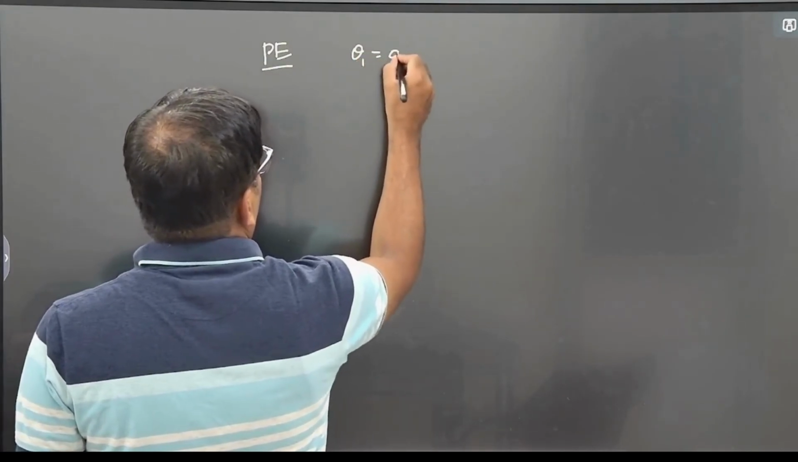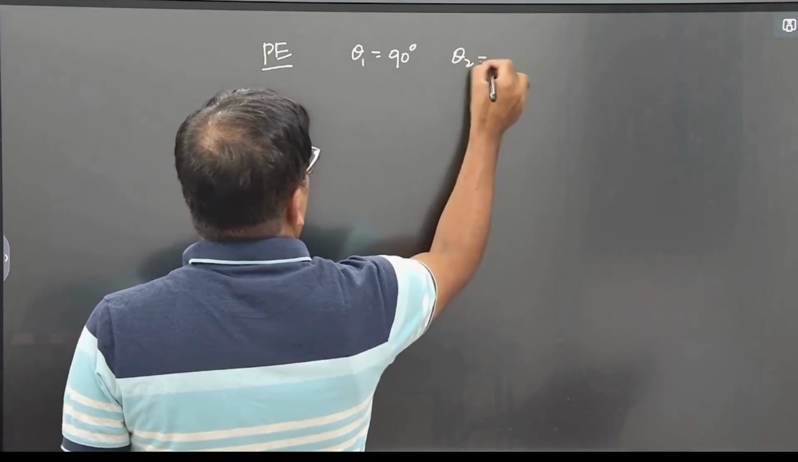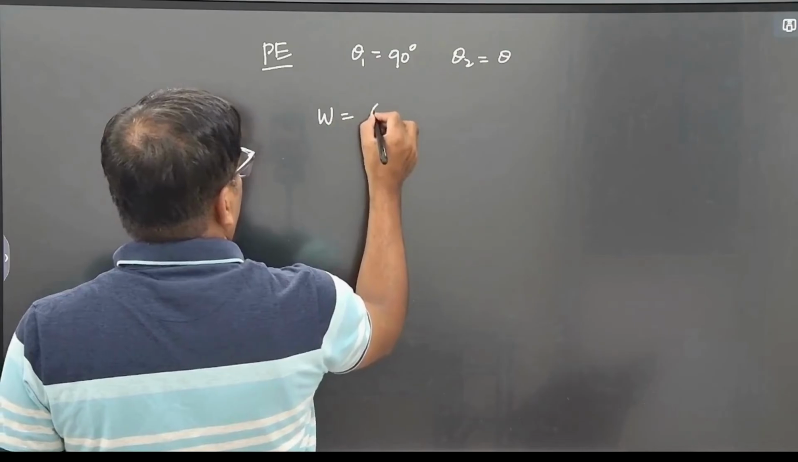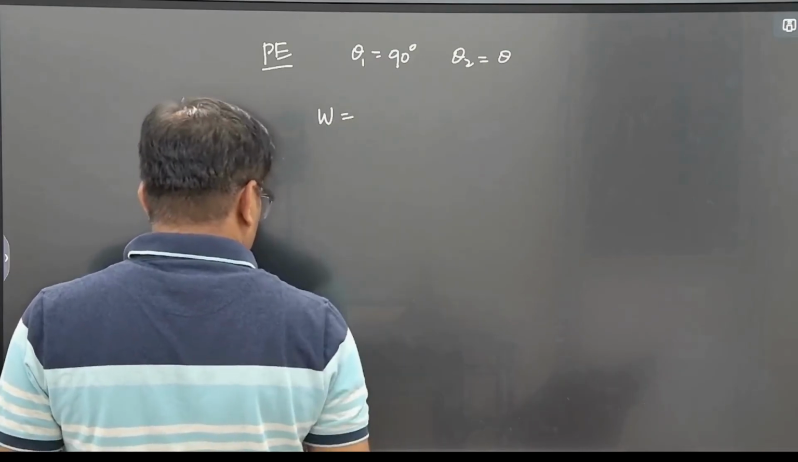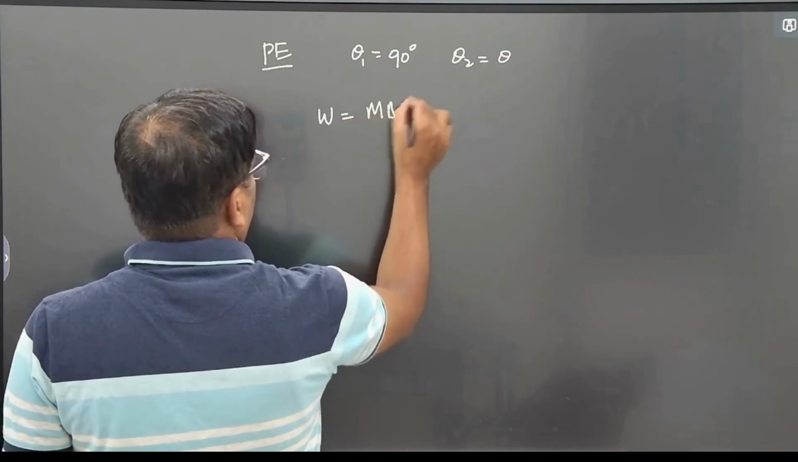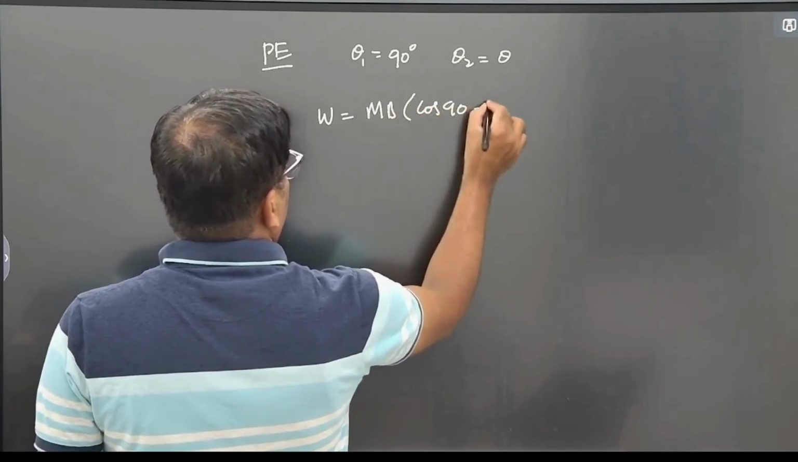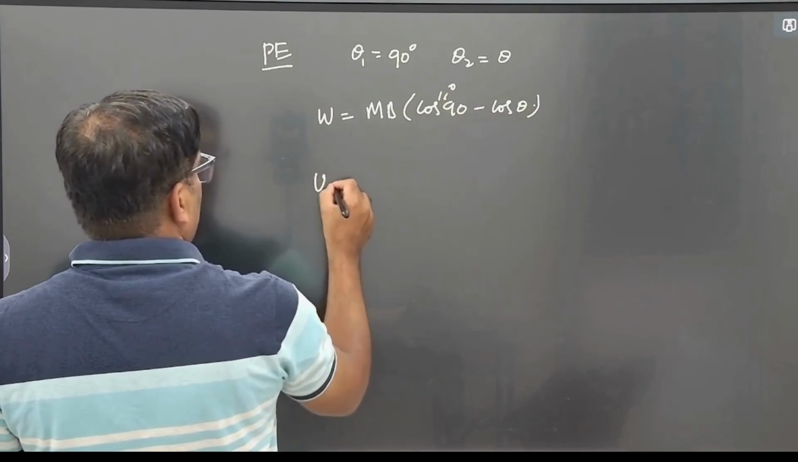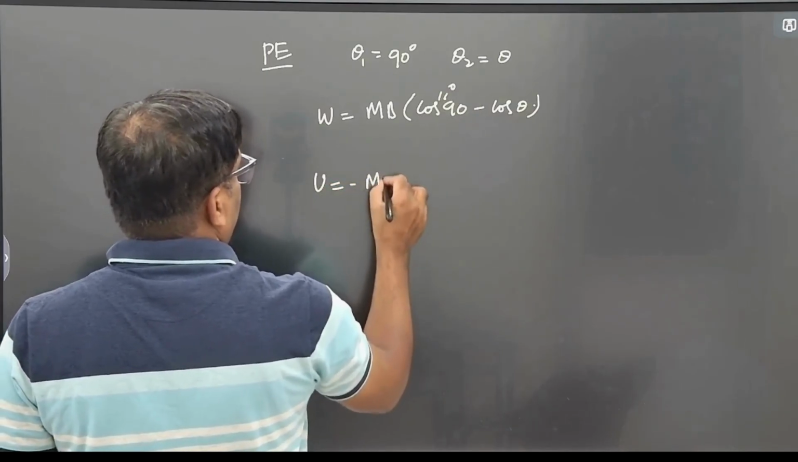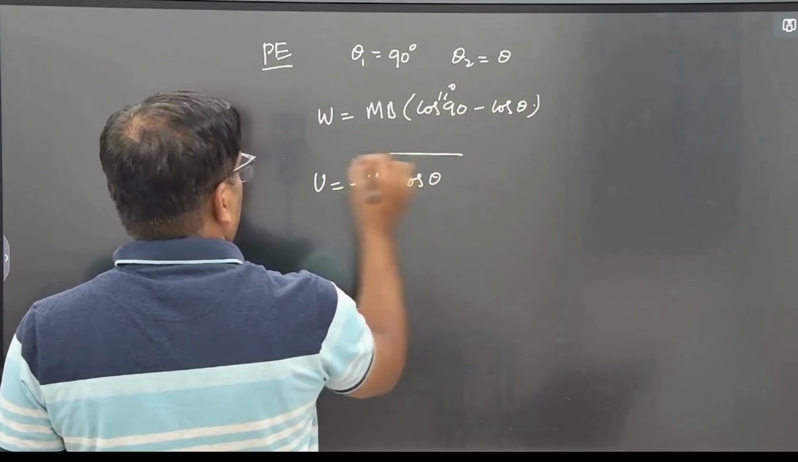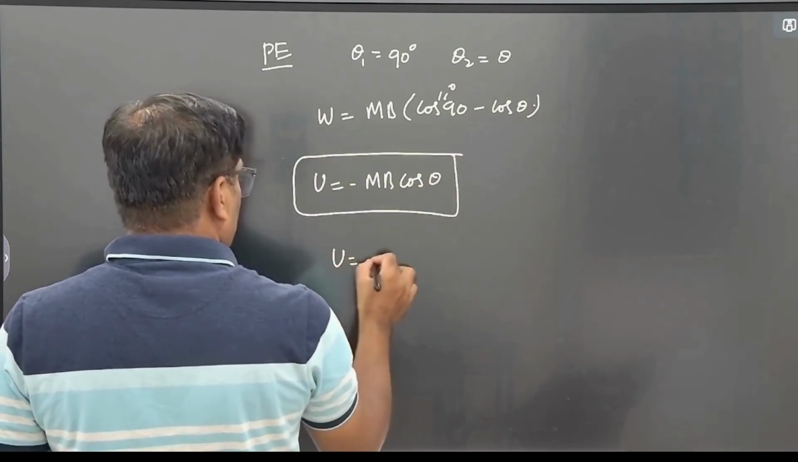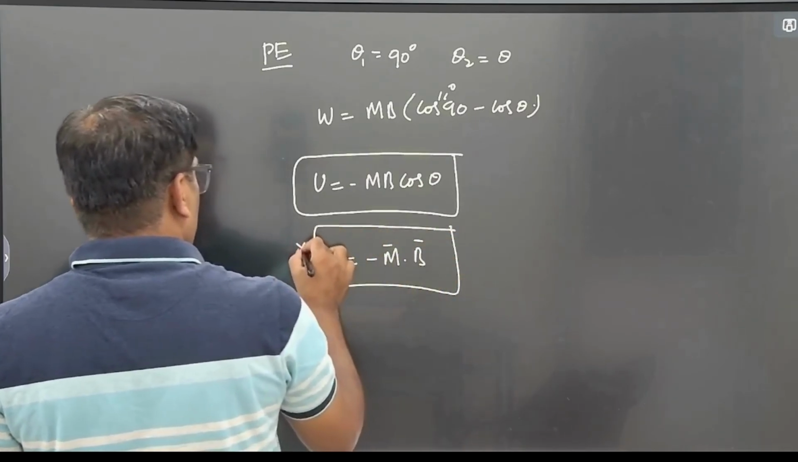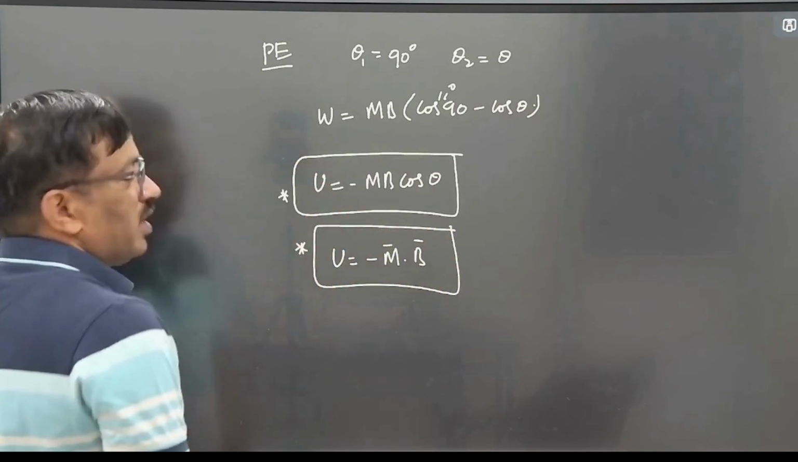Theta 1 will be equal to 90 degrees, so theta 2 is equal to theta. Therefore, substituting, the work done is mB into cos 90 minus cos theta. Cos 90 is 0, so the potential energy is minus mB cos theta. Clear? So U is equal to minus m dot B. This is the most important formula. Most of the time, questions come from this.